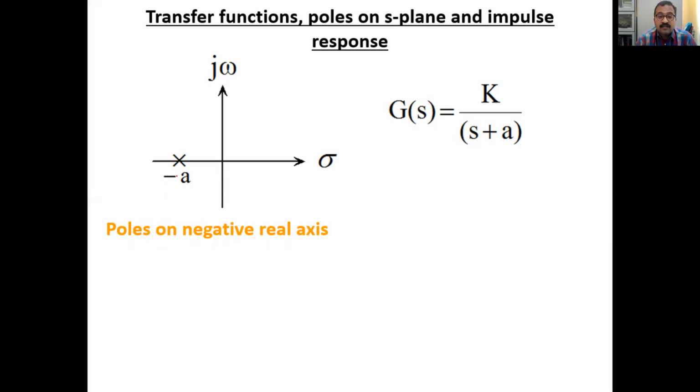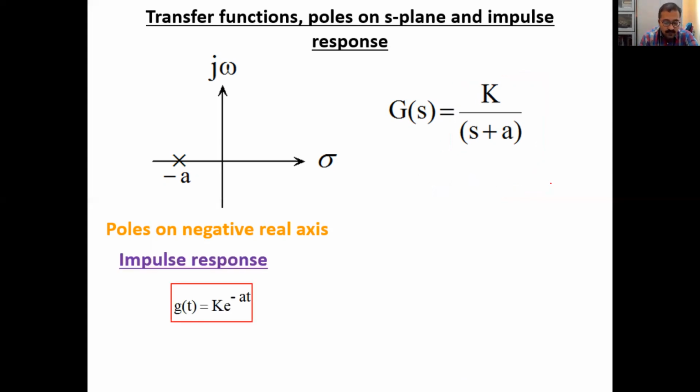Keep in mind, how do we define the transfer function? The second definition is the Laplace transform of the impulse response. So how can you find the impulse response? Take the inverse Laplace transform. So what will be your impulse response? It will be K e raised to minus at. G(t) will be K e raised to minus at.